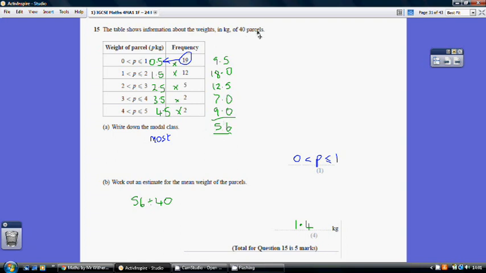So to work out an estimate of the mean, you divide this 56 across your 40 parcels. 56 divided by 40 is 1.4. Now be careful, do not round this. You should give exactly this number exactly. That is not where the estimating is coming in. Remember, the estimating came in right at the beginning of the question when you made the assumption that the parcels weighed the midpoints.